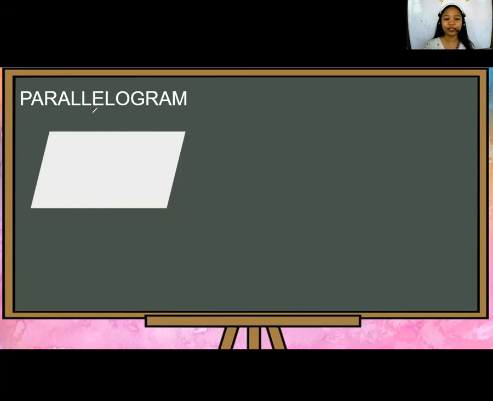Okay. So if this side is 7 centimeters, and this side is equals to 4 centimeters, and then the height is 4 centimeters also. Okay, let's find out the perimeter first.